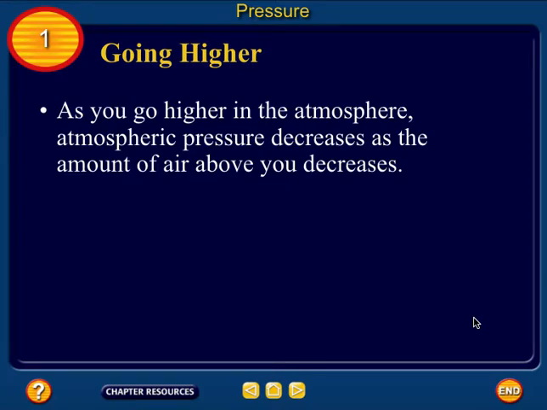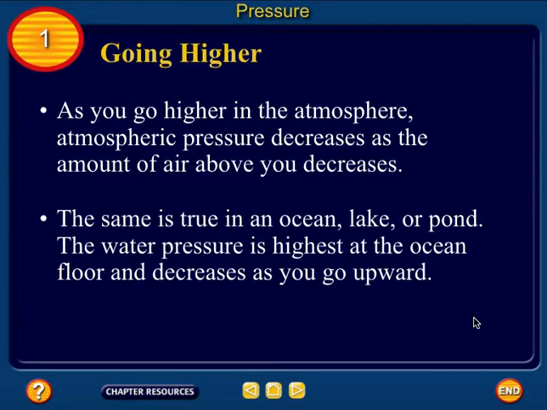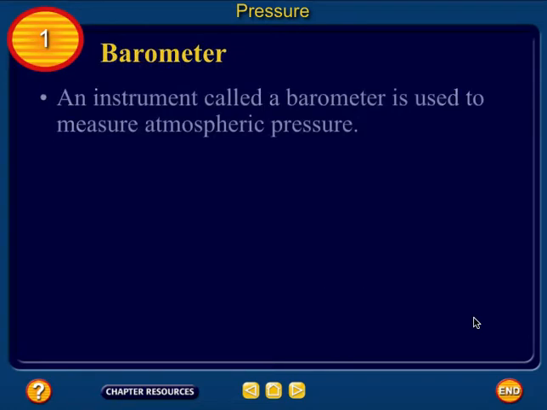Going higher. As you go higher in the atmosphere, atmospheric pressure decreases as the amount of air above you decreases. The same is true in an ocean, lake, or a pond. The water pressure is highest at the ocean floor and decreases as you go upward.